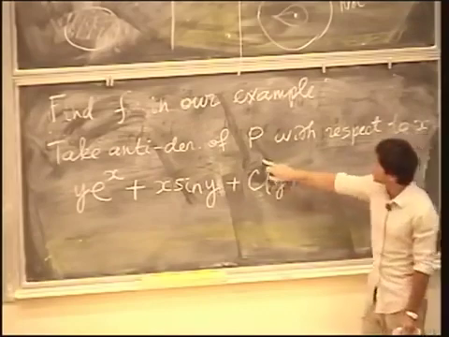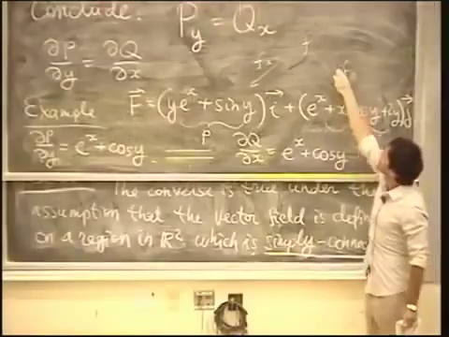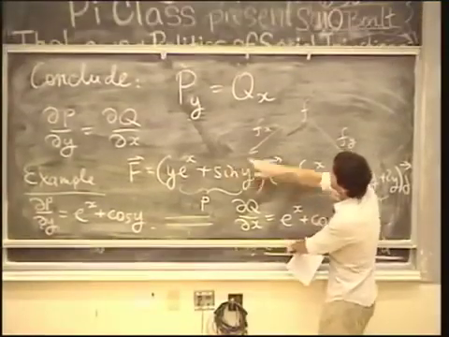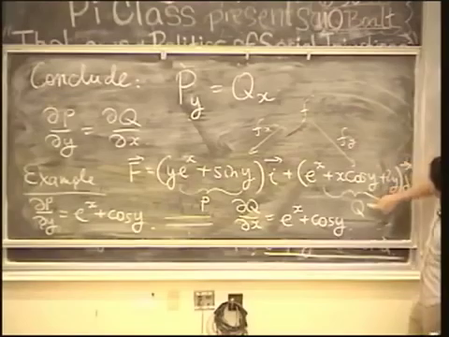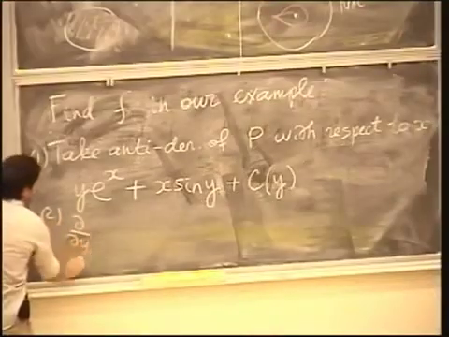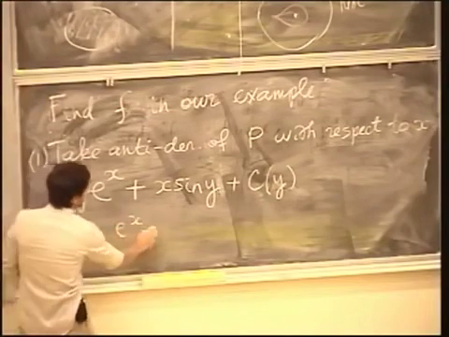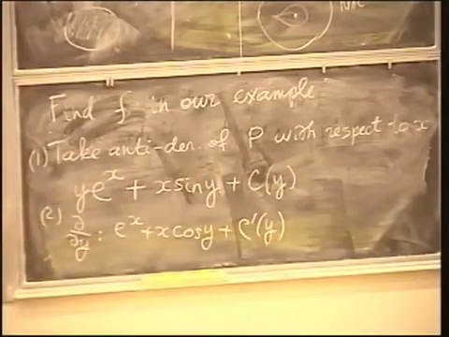And now we find this function of y by comparing to the result for q. So we sort of go zigzag like this. We start here, we take the antiderivative, but we get some indeterminacy. So we resolve the indeterminacy by going back to the second derivative, to f sub y. So the first step is like this. Second is differentiate with respect to y. What do you get? You get e to the x plus x cosine y plus c prime of y. That's what we get. But this is what we should get: e to the x plus x cosine y plus 2y.